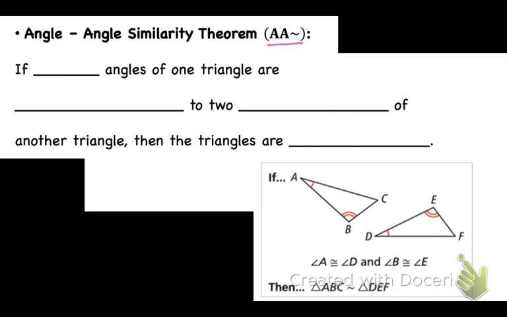Got it? So it says if 2 angles of one triangle are congruent to 2 angles of another triangle, then the triangles are similar. Now, they could be congruent triangles, but we know they're at least similar. Got it?